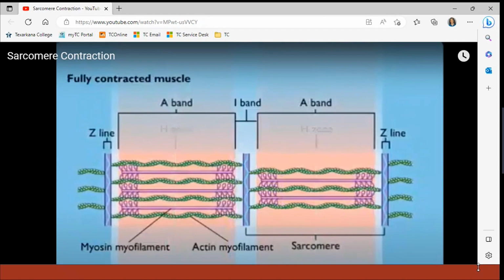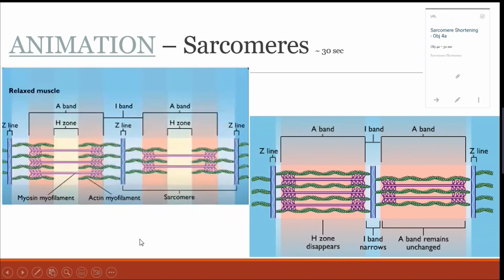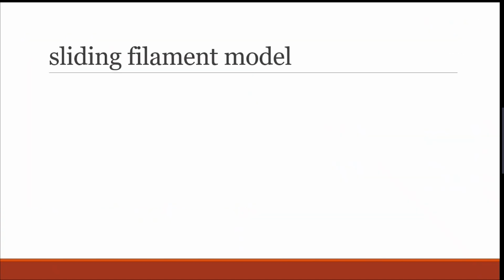So when we come back over here and click the button there, the sarcomere is the smallest contractile unit of a muscle cell. It is what actually does the contracting.